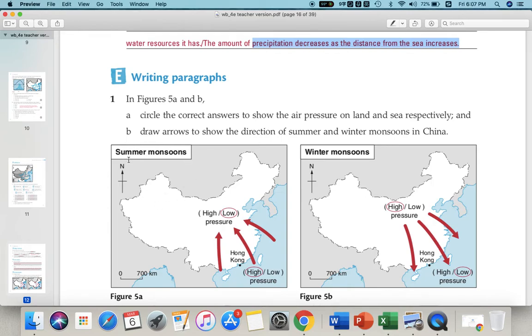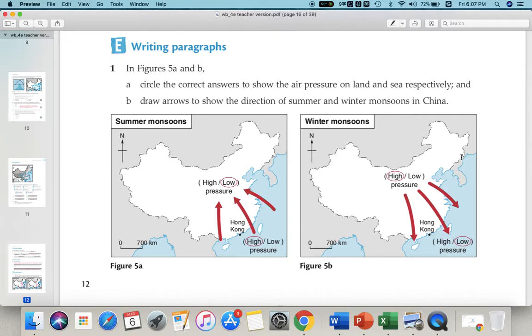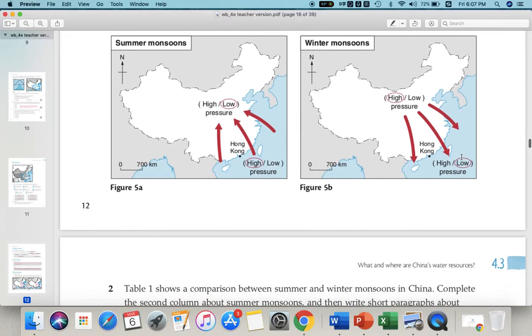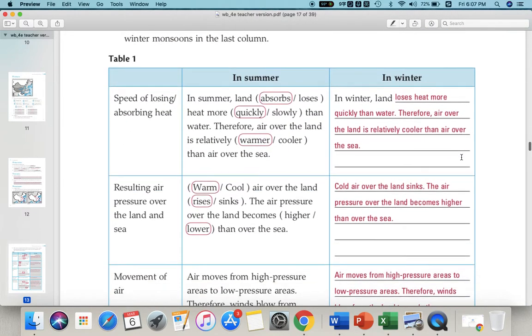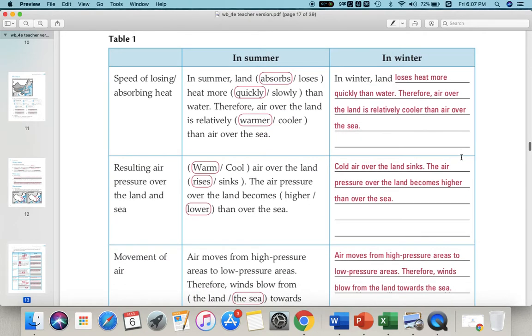You remember that in summer, the pressure at the sea is higher while that in the land is lower. So because the wind blows from high pressure to low pressure, in summer, the wind blows from the ocean or the sea to inland area. And for winter, that is in the opposite case. So let's see the table that you have done.